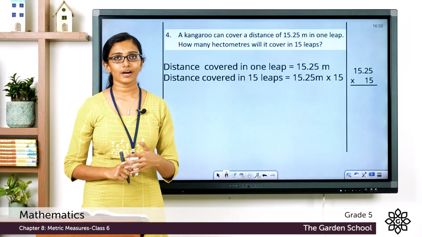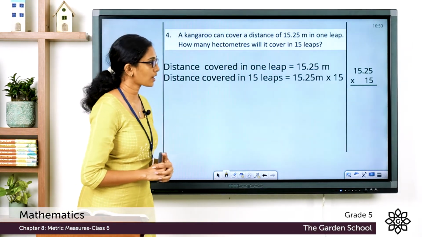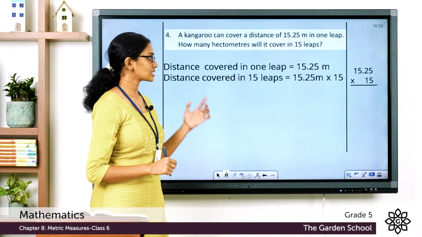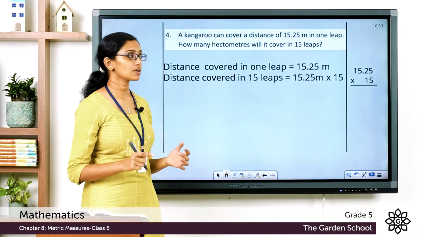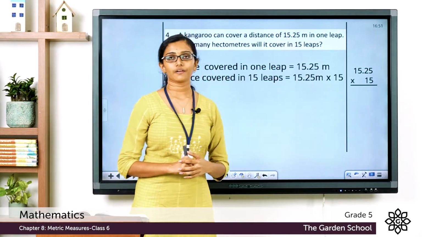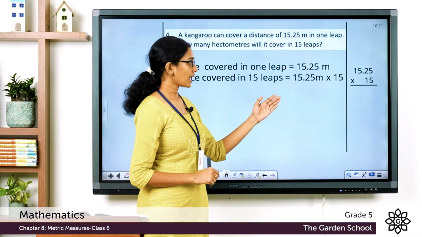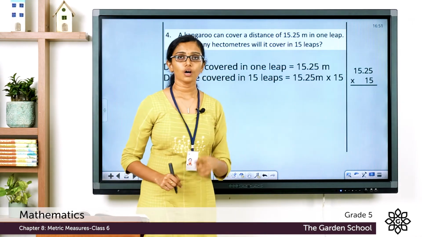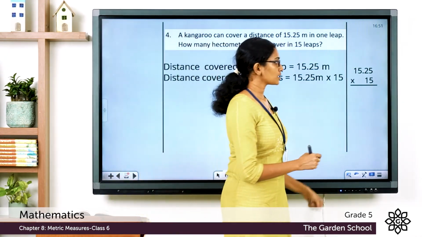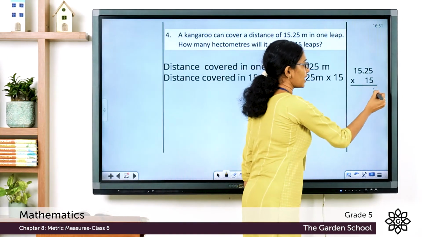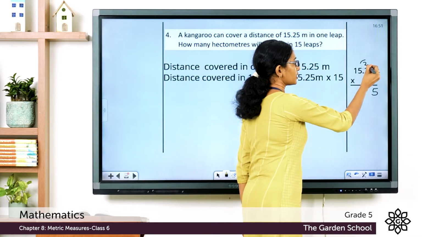Distance covered in one leap is equal to 15.25 meters. So the distance covered in 15 leaps will be equal to 15 times the distance covered in one leap. So there we have 15.25 into 15. So now let's do the multiplication. 5 into 5 is 25. I carry over 2.